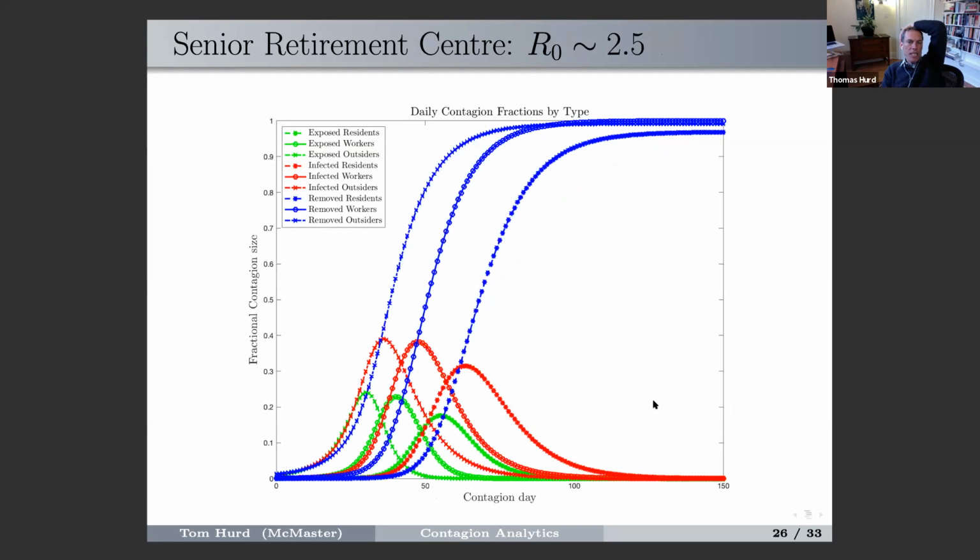Okay, back to the retirement center. This now shows, again, the analytics of the contagion. Slightly different model now, where the green curves are telling you who's been exposed but is not yet infectious. And there are 3 humps. The first peak is for the outside town, and then the workers have the second hump, and the third hump is the residents. But ultimately, everybody, including the residents, is on the blue curve up here near 1. So almost everybody eventually gets the disease.